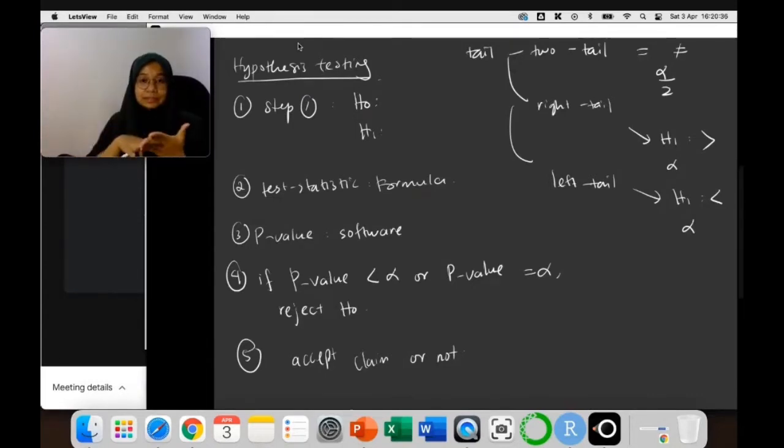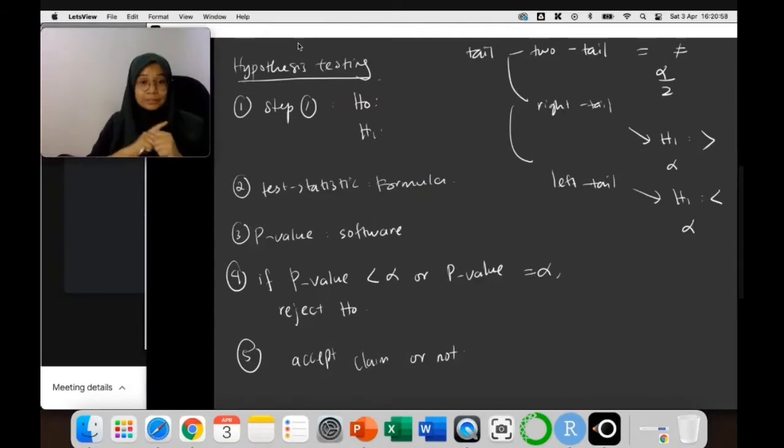So in statistics, we want to do hypothesis testing on our parameter. Say we claim that mu is equal to 20. So test, betul tak mu ni sama dengan 20? So we will do hypothesis testing. In your level, we will conduct hypothesis testing using R, and we will use the p-value. You will not use the traditional approach.